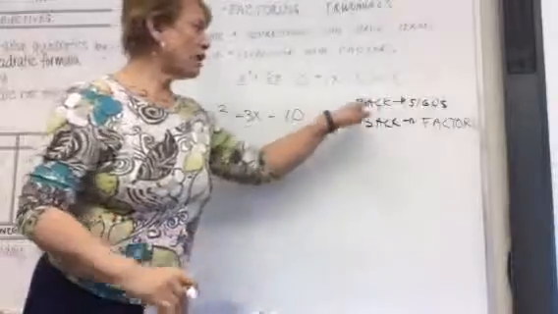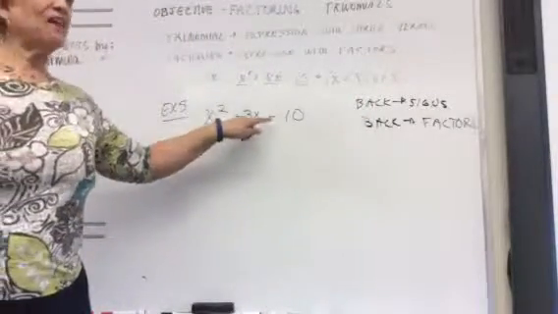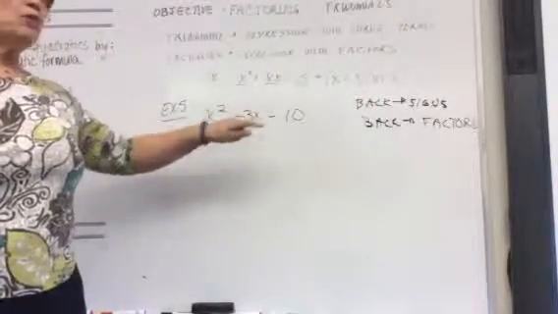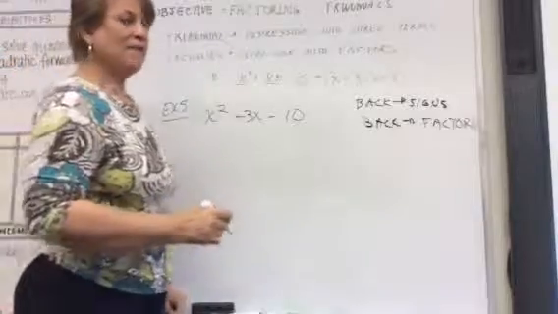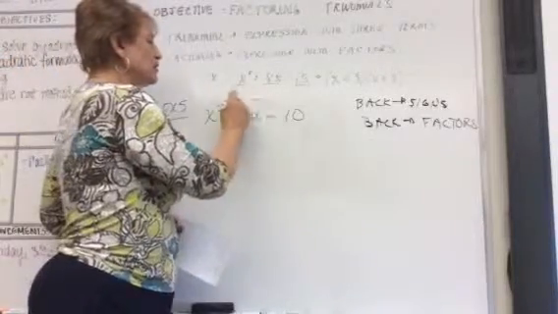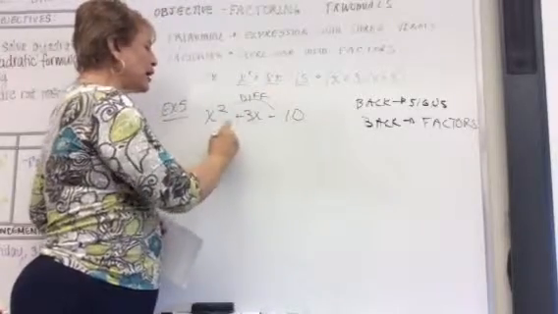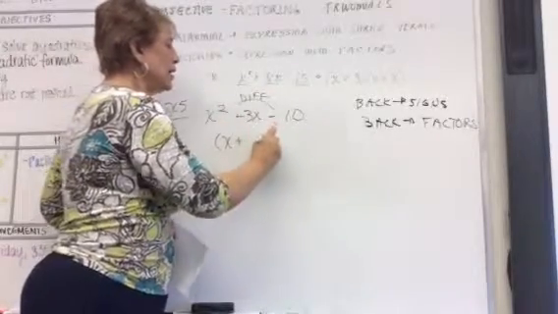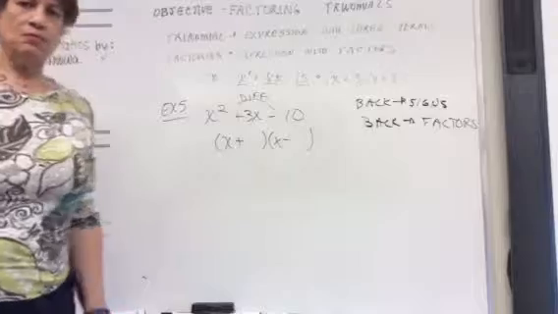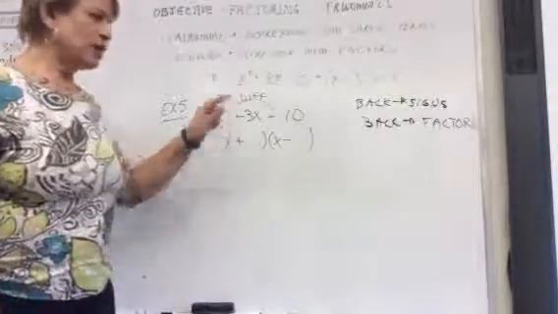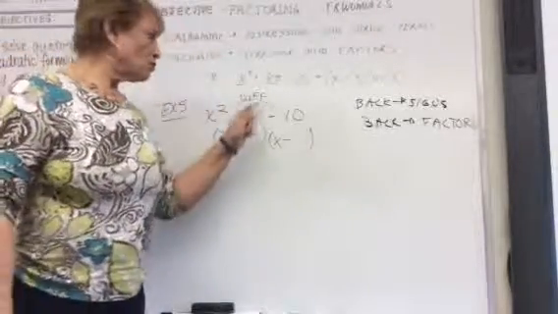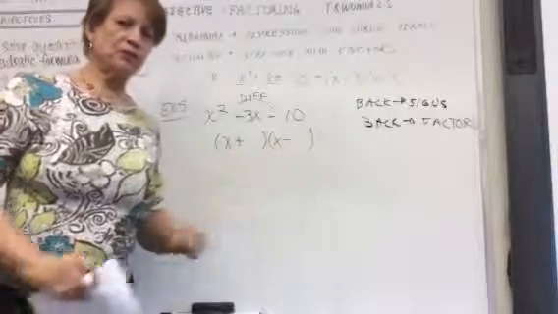Well, it says to start at the back of the sign, but I don't have a plus sign. I have a minus sign. Whenever you have a minus sign in the back, that means the signs are different. So I'm immediately going to write x plus, x minus. And you say, well, what about that plus sign? Don't worry about that plus sign yet, because we know that the signs are different.